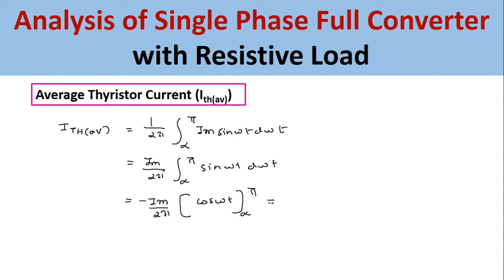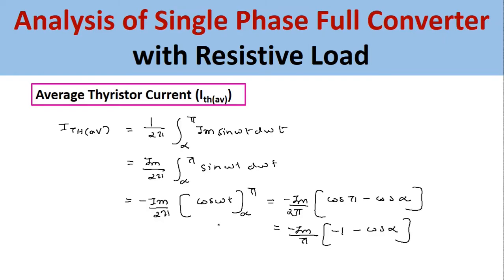Now we will put the limits. We will get minus of Im upon 2 pi into (cos pi minus cos alpha). Since cos pi is equal to minus 1, this will be equal to minus of Im upon pi into (minus 1 minus cos alpha). So the final equation for average thyristor current ITH average is equal to Im upon pi into (1 plus cos alpha), because when we take the minus sign outside, this minus becomes plus. So this is the average thyristor current for the single phase full converter with resistive load.